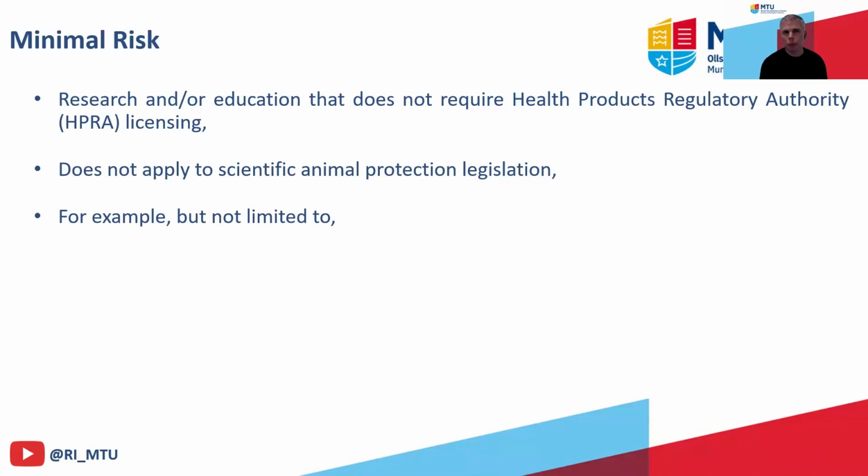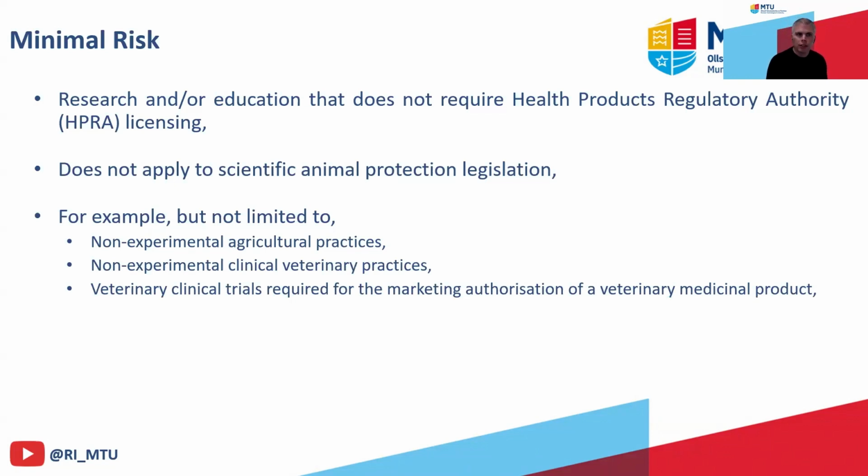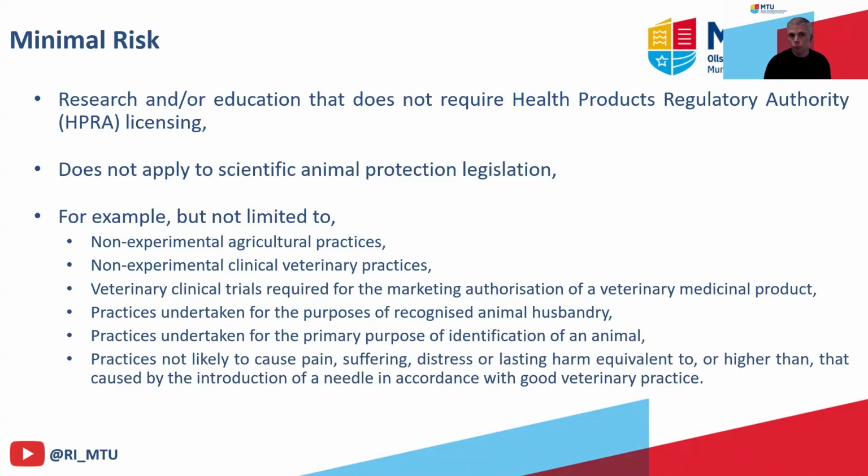Let me give some examples of the minimal risk side again, but not limited to these. This is not exhaustive, but is taken from the formal documentation that we have in the university, which is aligned with national and international practices. So if you're engaging with animals for non-experimental agriculture purposes or practices, non-experimental clinical veterinary practices, veterinary clinical trials that are required for marketing authorization, practices that fall under the heading of animal husbandry, or practices for the primary purpose of identification of an animal. Equally, practices that will not cause pain, suffering, or distress or lasting harm.